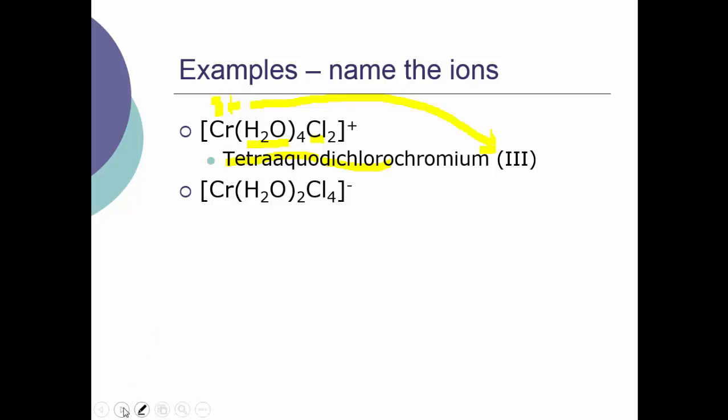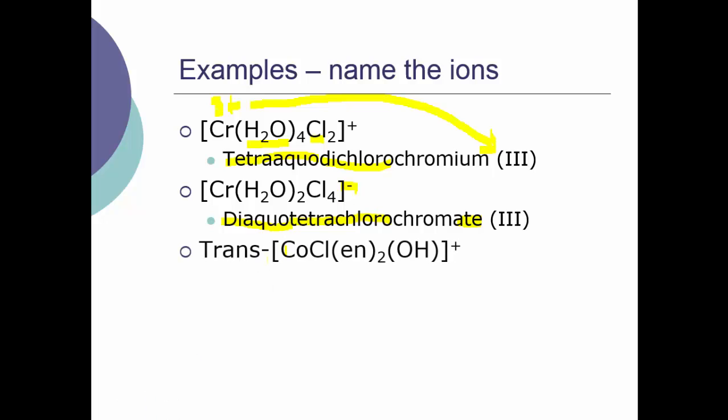Okay, the next one we have is pretty similar. We're still dealing with the chromium and the same ligands, but this time we've got diaquo for the 2, we've got tetrachloro for the 4, chromate, in 3. Now the only reason we changed the ending here is because it was negatively charged. Anytime it's an anion, we change it to a negative ending.